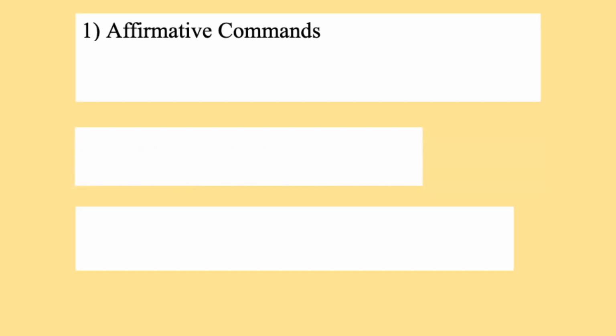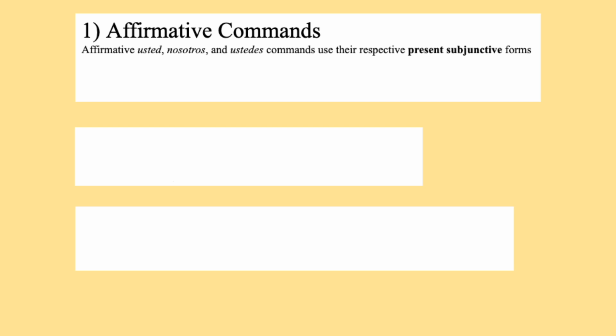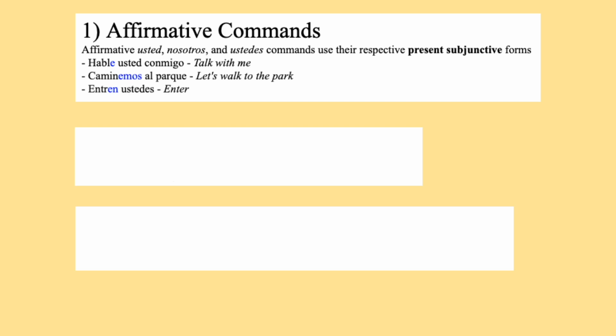Starting off with affirmative commands. For usted, nosotros, and ustedes affirmative commands, they will use their respective present subjunctive forms. Hable usted conmigo. Caminemos al parque. Entren ustedes.